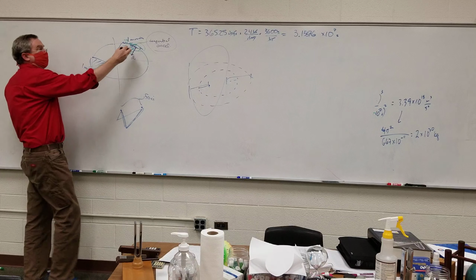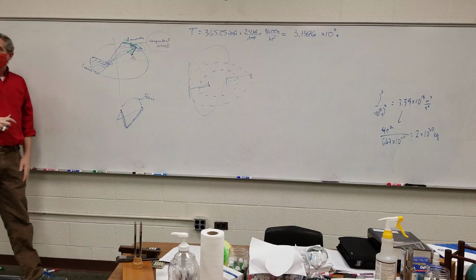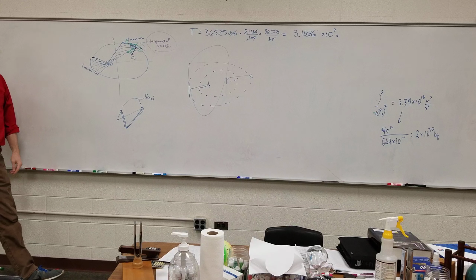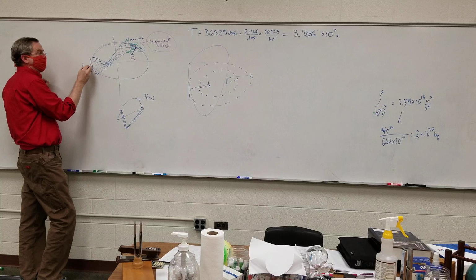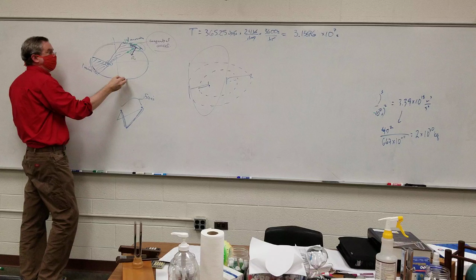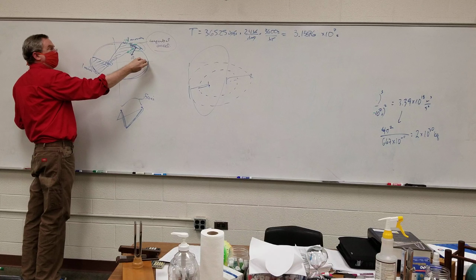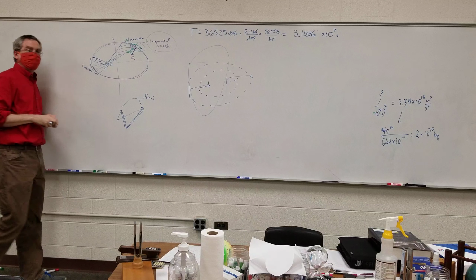Since the acceleration is in the same direction as the velocity, the Earth is going to speed up. The Earth is going to get faster and faster, and then once it passes this point, it's going to start slowing down. At this point, it's at its slowest, and then it'll start speeding up again.